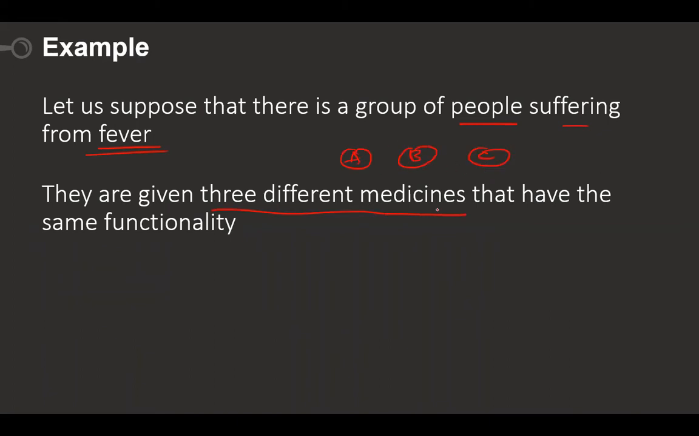I'll compare the means. I'm finding out which is better. Is there any difference between the means of these particular drugs or not, we are going to see. They are given three different medicines that have the same functionality. They wanted to cure the headache or whatever it is, a fever, etc. So I'm taking it as an example here.